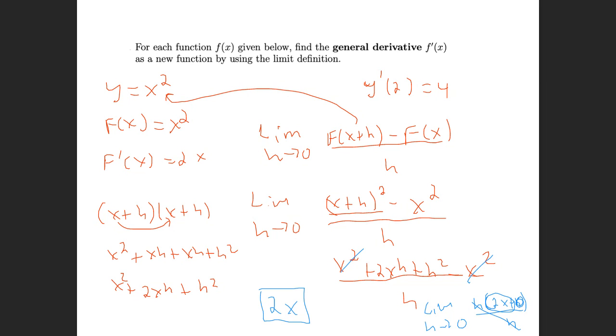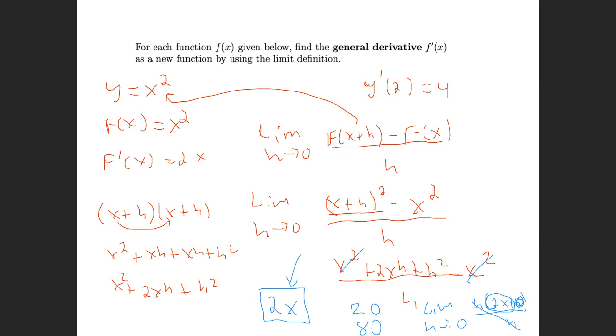It doesn't matter. I can ask you, what is the slope at 10? Well, the slope at 10 is 20. What is the slope at 40? The slope at 40 is 80. This is called a derivative. A derivative gives you the slope at any given point on the function.